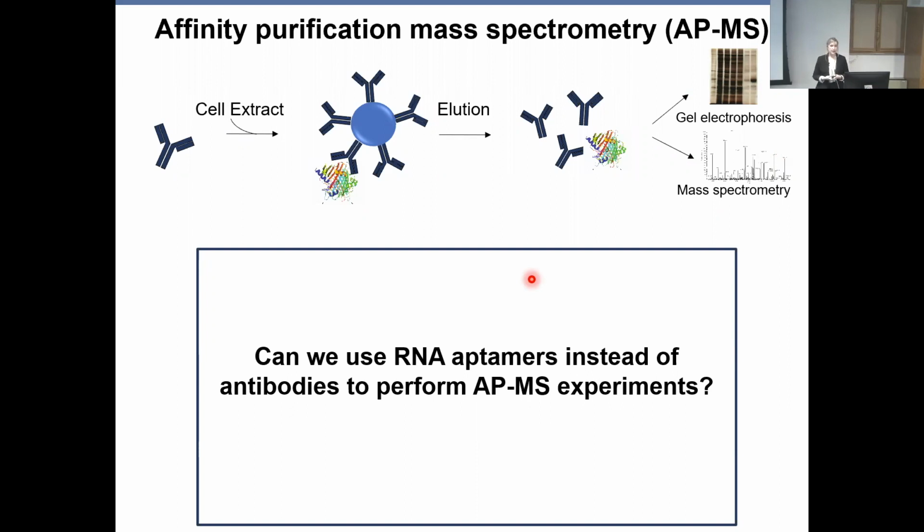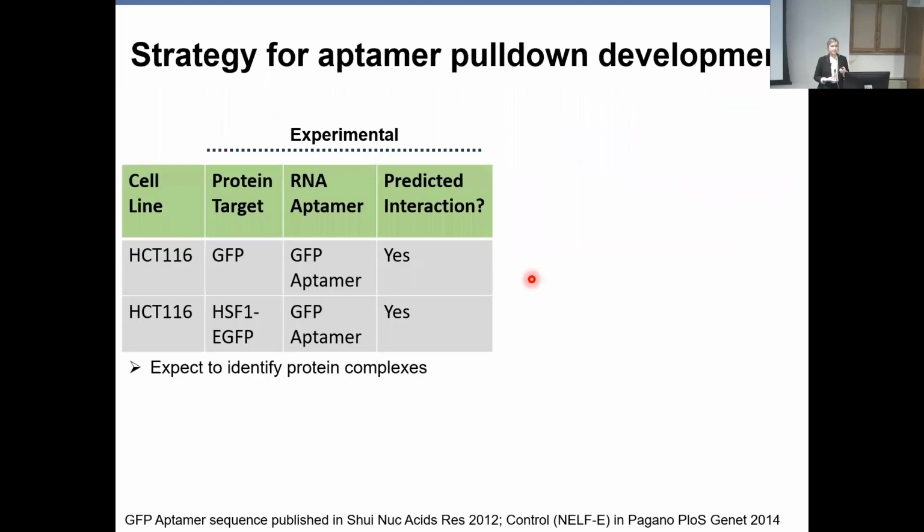And to do this, I worked with Judajit Ray, and we developed a strategy. And this is all done in human cells because human cell lines have well-characterized proteins and well-characterized aptamers to work with. So what we did was we took human cells expressing either free GFP or a fusion protein of a well-studied protein, heat shock factor 1 or HSF1, with GFP, and we pulled them down using a GFP aptamer. And we're predicting that this pull down will result in meaningful interactions.